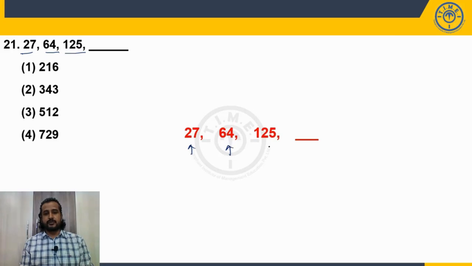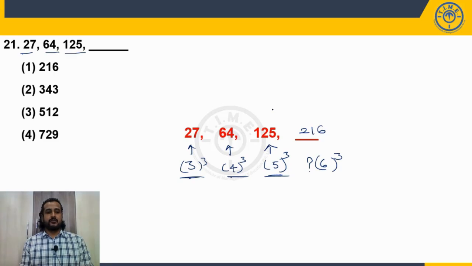27, 64, 125. Very good. 27 is 3 cube, 64 is 4 cube, and 125 is 5 cube. What is the next number cube? 3, 4, 5 comes under which classification? Consecutive natural numbers. So what will be next? 6. So 6 cube is 216. So what is the required answer? 216. That is choice 1.